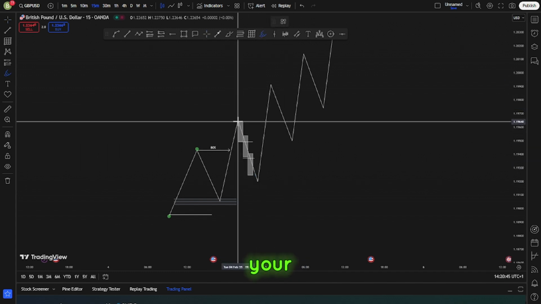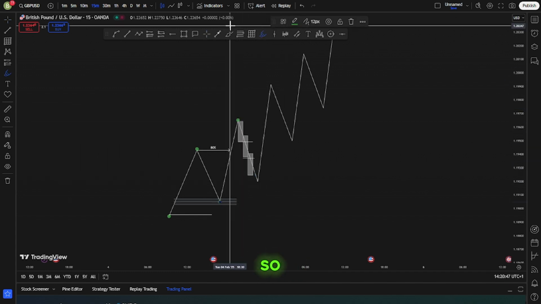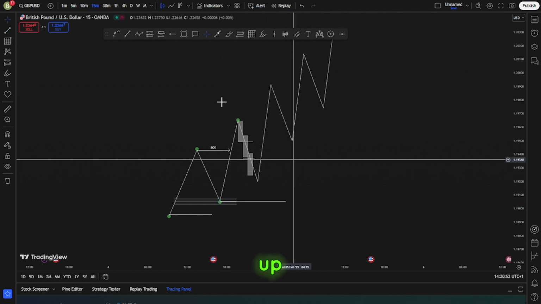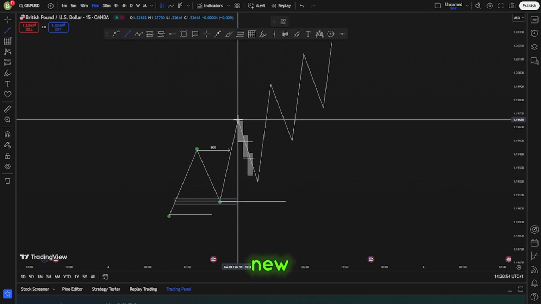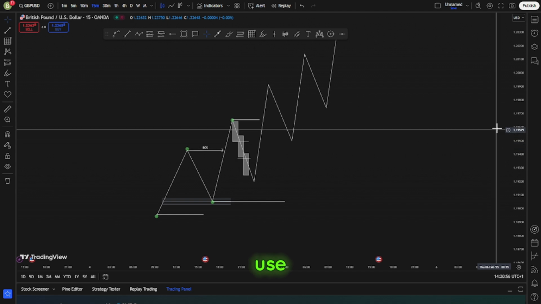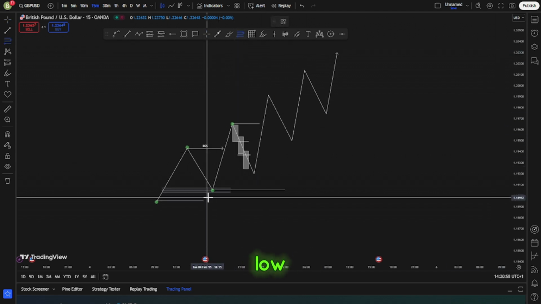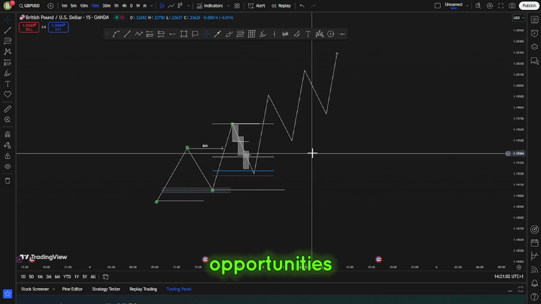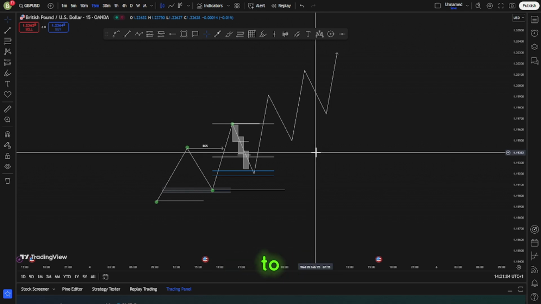Now, so this is your high, and then this is your lowest point. So you have a new trading range from this low here up until this high. And then what you need to do is use the Fibonacci tool from the low to the high, guys. And then if you're looking for selling opportunities, it's opposite, from the high to the low.